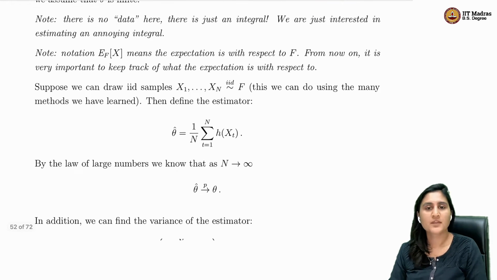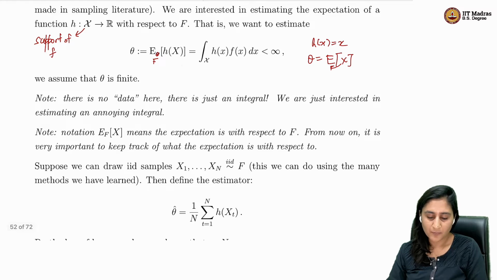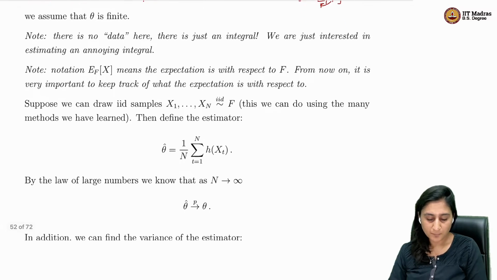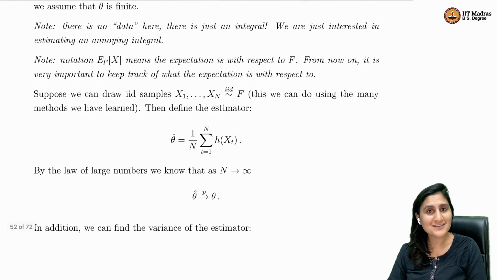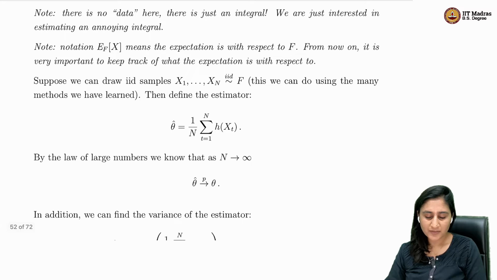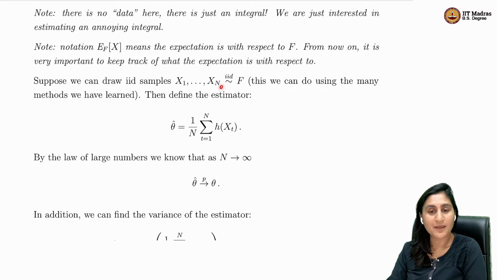Now, this is the integral I want to estimate, and this is nothing but the mean of h under f. Now suppose I have a mechanism with which I can draw samples x1 up to xn, IID from f. Suppose there's a mechanism using which I can draw x1 up to xn in a way that's independent and identically distributed from f.